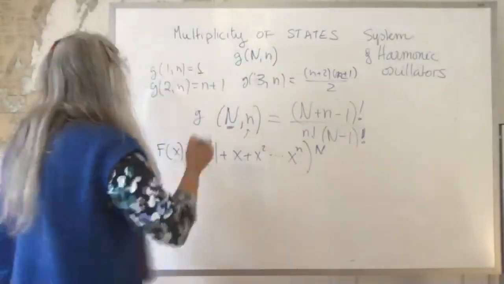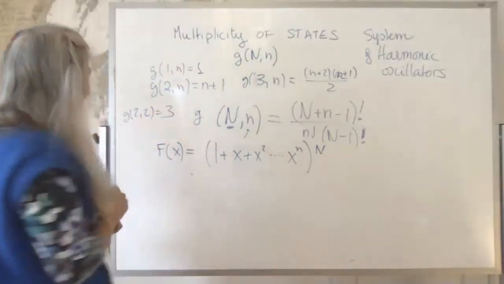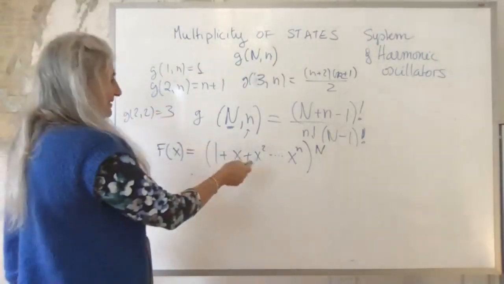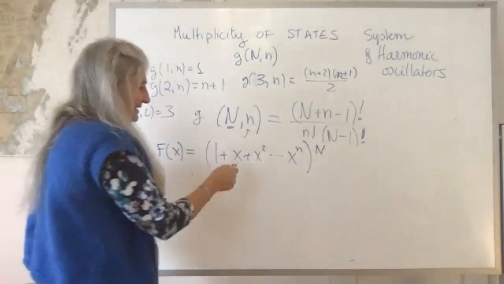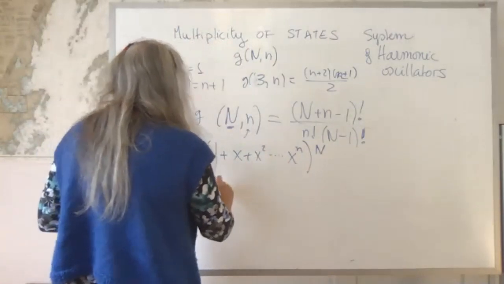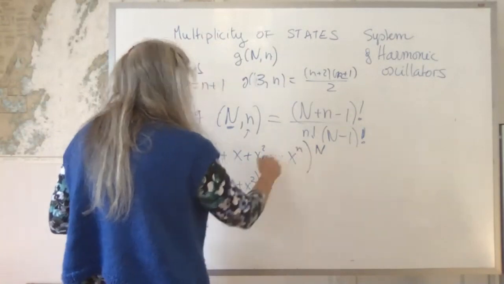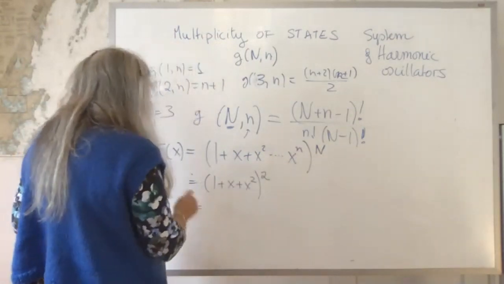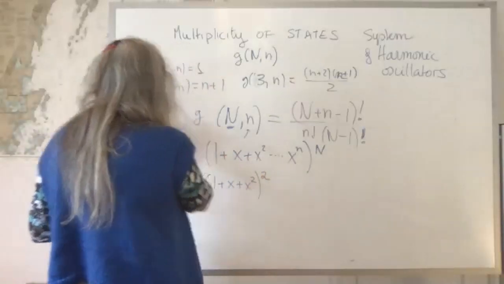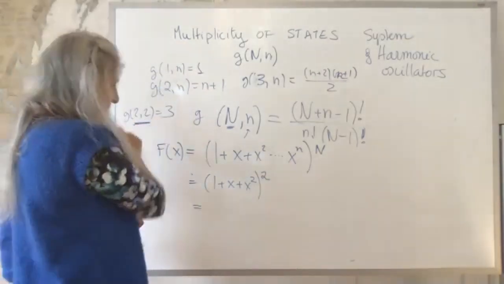Before, we computed g of 2, 2, and we found that it was 3. So this is 2 oscillators, 2 quanta, gave us 3. And so if this multiplicity really is the coefficient of the nth term, let's do 1 plus x plus x squared, to the power 2, and we'll expand this out. This is little n equals 2 and big N equals 2, which is what we computed by doing the possibilities here.